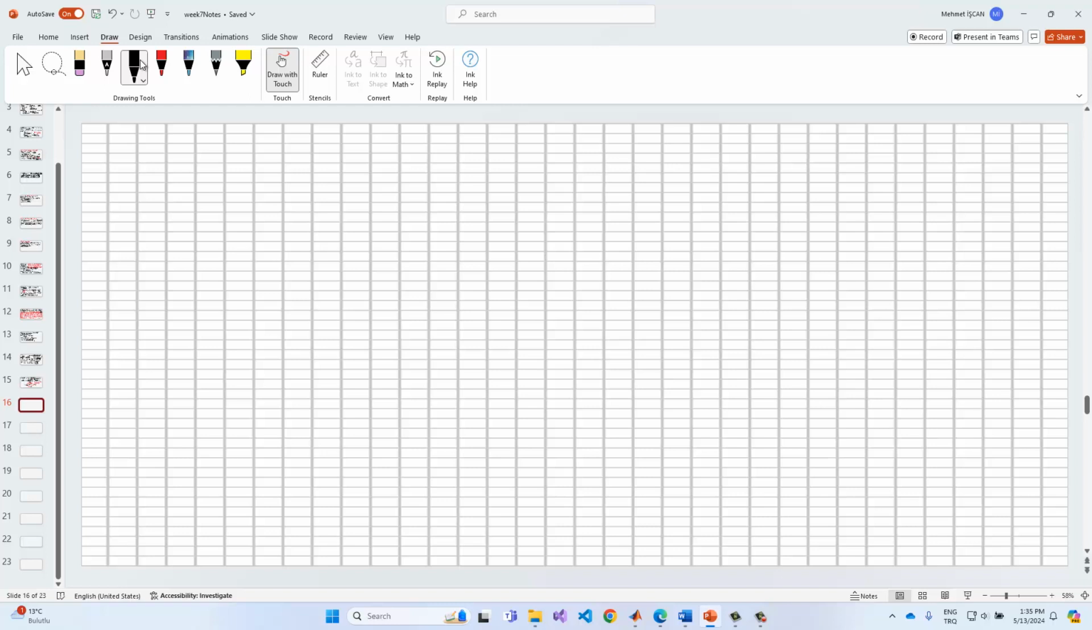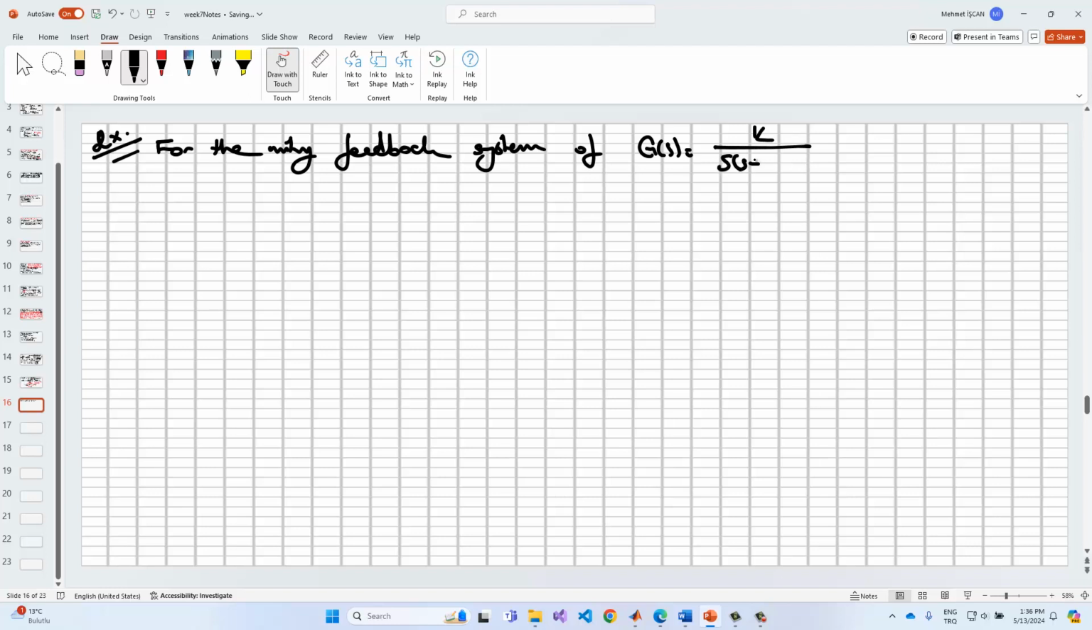In the second place, we may have another topic about the unity feedback system. For example, for the unity feedback system, G(s) is equal to K divided by (s plus 3)(s plus 5), okay?